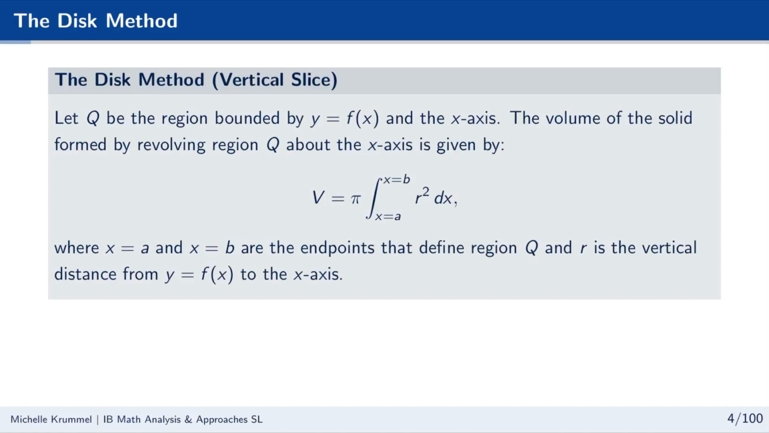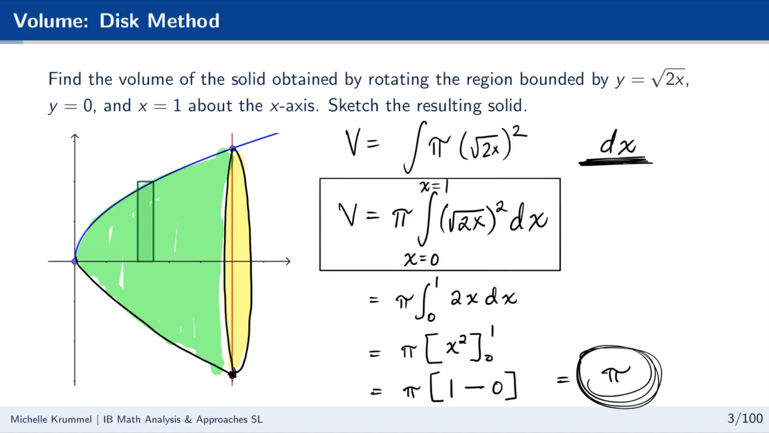So let's review the formula for disk method. And this is the formula that you're going to use when you make a vertical slice. And by vertical slice, let's go back to our image. By vertical slice, we mean we're slicing vertically this way to get a cross section. It's another way of saying you're going to use a vertical rectangle when you're setting up your Riemann sum. So that's all we mean by vertical slice. This rectangle is a vertical rectangle.